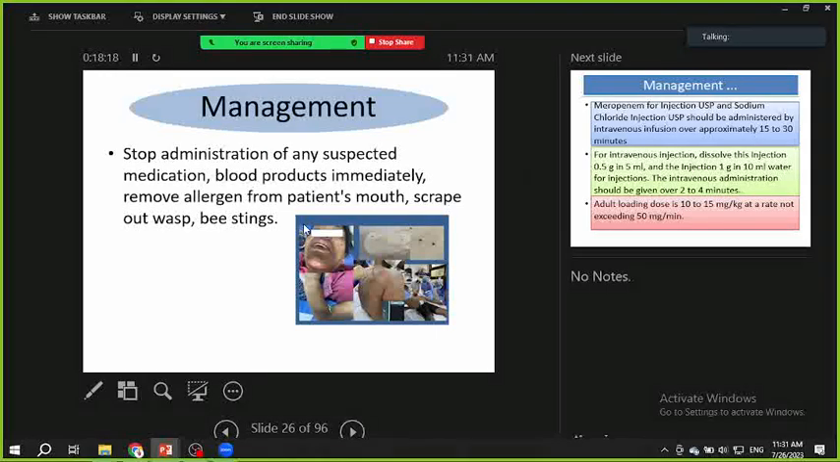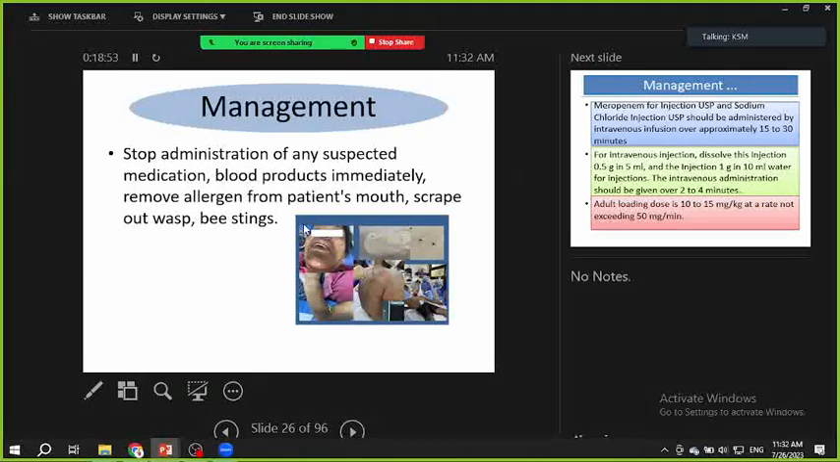Right, the management. Stop administration of any suspected medication, especially blood products and antibiotics. Say a patient comes to the emergency department with a wasp bite. While we are resuscitating this patient, you can see angioedema developing. While resuscitating, we also have to remove the sting. You have to scrape it out because this is a difficult situation. So remove the allergen; that is the first thing you have to do.